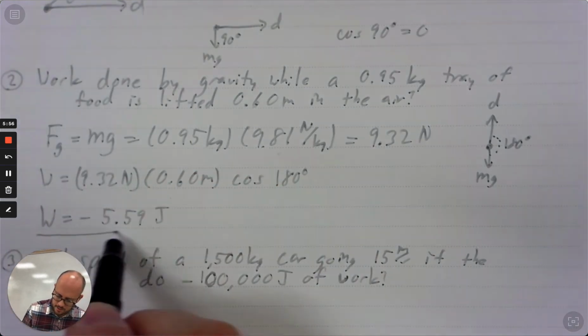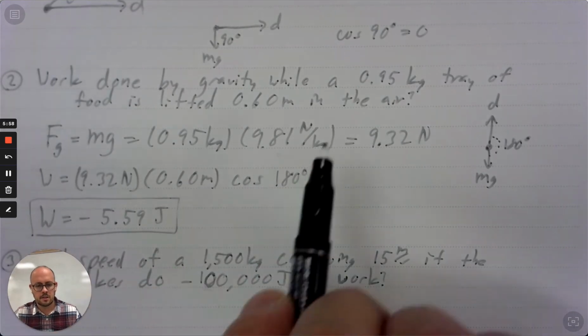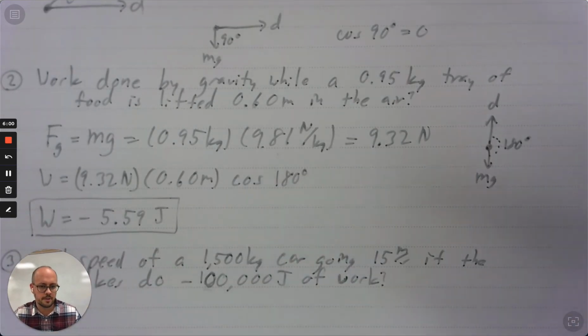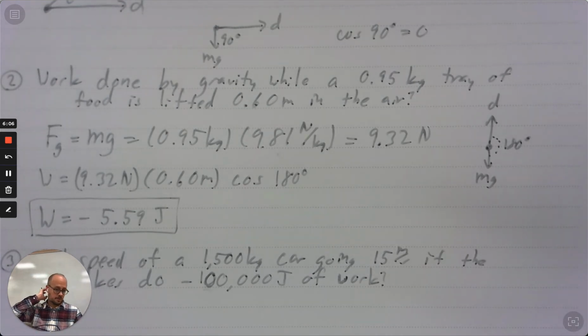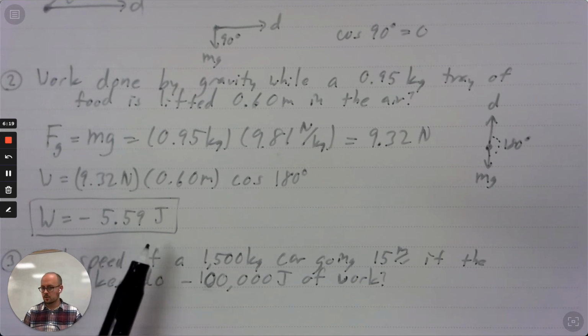Gravity, as the tray is being lifted, is removing energy from the system. If we think of gravity as external to the system, it exerts its own net force. As I lift it and add energy to the tray, gravity takes that energy away. An alternative assessment to that is you are actually storing 5.59 joules of energy in gravity.